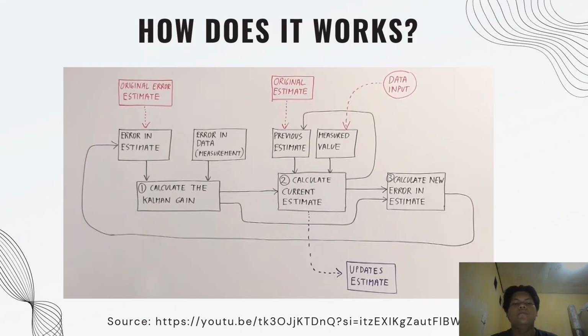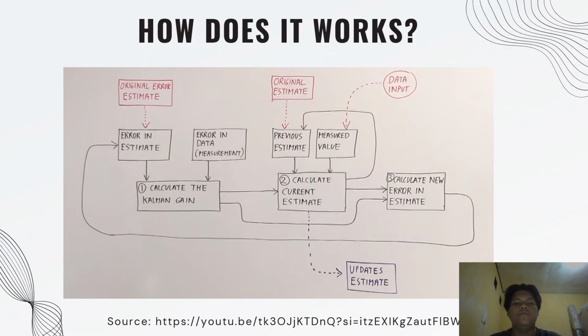Next we move to equation number 2, where we calculate the current estimate, the current estimated position. We need a previous estimate, but for the first time we don't have it, so we initialize it with the original estimate, the first position estimate. Next, we also have a measurement value from the data input, and the output will be used in equation number 3, where we calculate the new error in estimate.